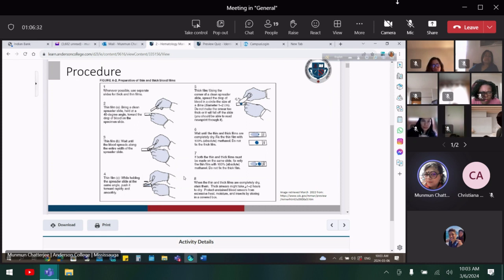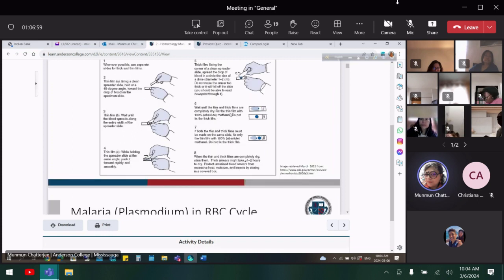Now you have the thick film. Using the corner of the clean spreader slide, place a drop of blood in a circle the size of a dime, that is 1 to 2 centimeters. You need a big blood drop here, not a small blood drop. Do not make the smear too thick or it will fall off the slide. You should be able to read newsprint through it. Wait until the thick and thin films are completely dry.